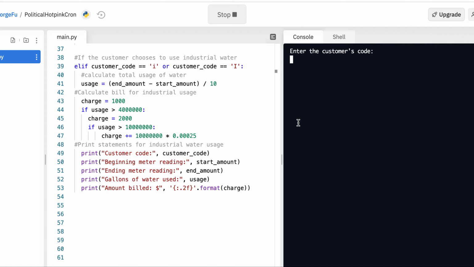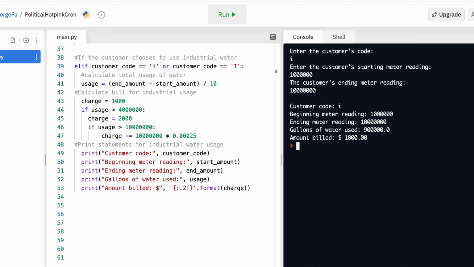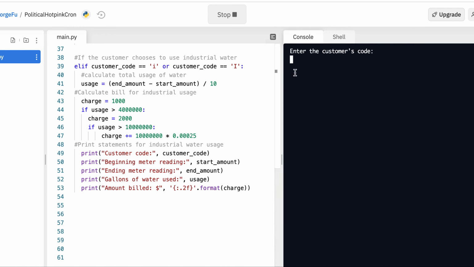Let's say it's 1 million again. Or we have to put I. All right, 1 million. And then let's do 10 million. Oh, hold on, I messed that up. Give me a second, guys. Let's see. So if it's I again, let's say it's 5,000, and then a really big number.